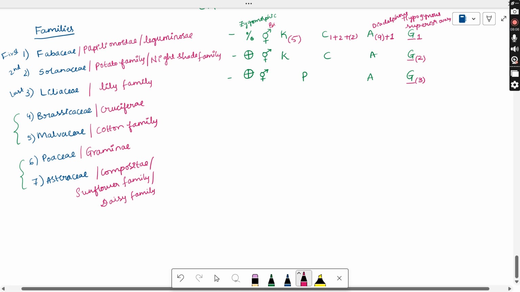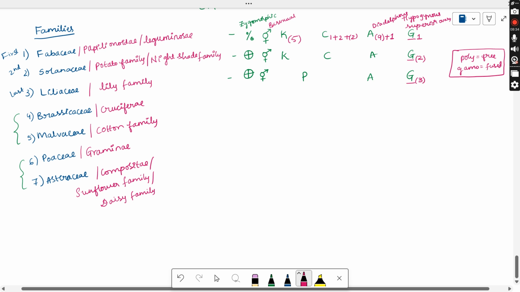So this symbol represents bisexual. Whenever all are fused, what is this condition? We call it K for calyx. The individual members of this calyx are the sepals, and all these 5 sepals are in fused condition. So we use the terms poly and gamo. Poly means free, whereas gamo means fused. If you remember these terms, it will be easy for you.